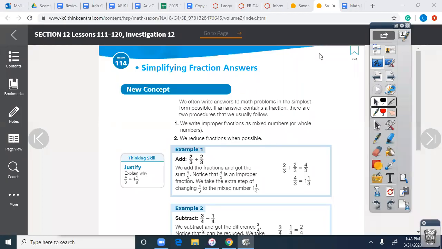All right, welcome back. We are going to piggyback off of what we learned yesterday. Today we are on lesson 114, simplifying fraction answers.